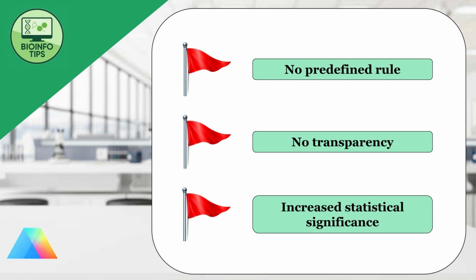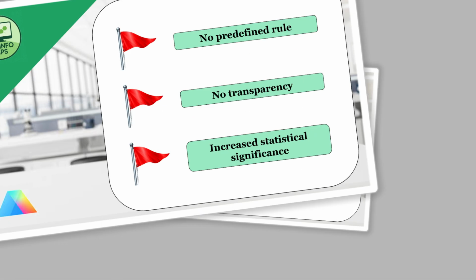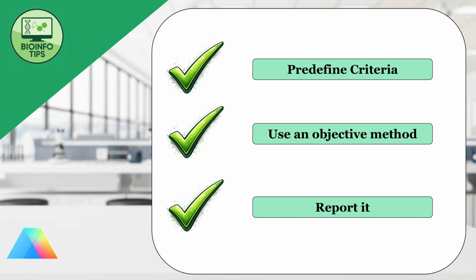When you remove outliers without justification, it raises three flags: no predefined rule, no transparency, and increased statistical significance. It can look like data manipulation, it can look like p-hacking, even if that was not your intention. Critical line: removing outliers is not wrong, removing them without transparency is. So, what is the correct approach?